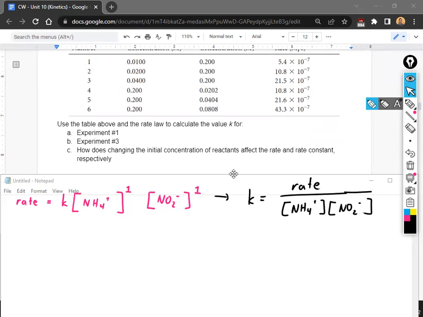Why do we use brackets instead of points? Brackets means concentration. It's just typically how they communicate that.